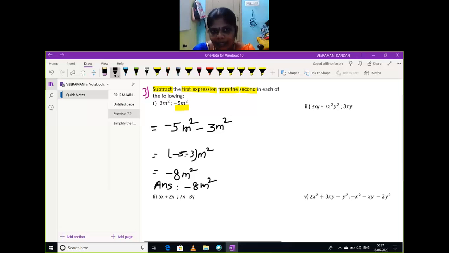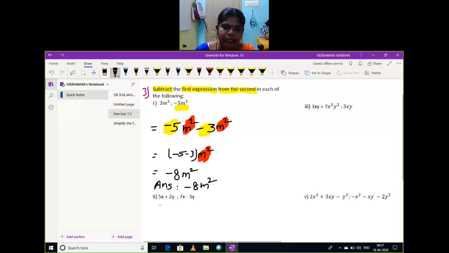Listen, I will explain one more time. The second expression is minus 5m square. We are going to subtract, that's why I put the minus sign. Next, 3m square. Here m square is the common variable, so you take it out. What is remaining, children? Minus 5 minus 3. What will you get? Minus 8, because both numbers have the same sign. So what is the answer? Minus 8m square. Shall I move on to the next question?